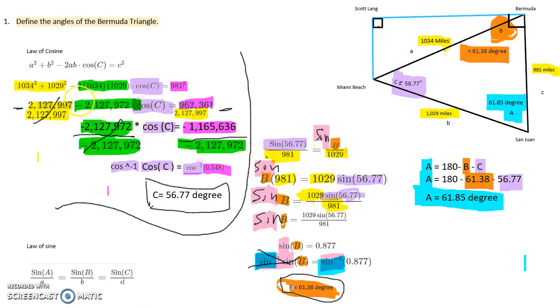And since the first question asked us to define all of the angles of the Bermuda Triangle, and as we did, we already found angle C, angle B, and angle A. So now let's move on to question number 2.